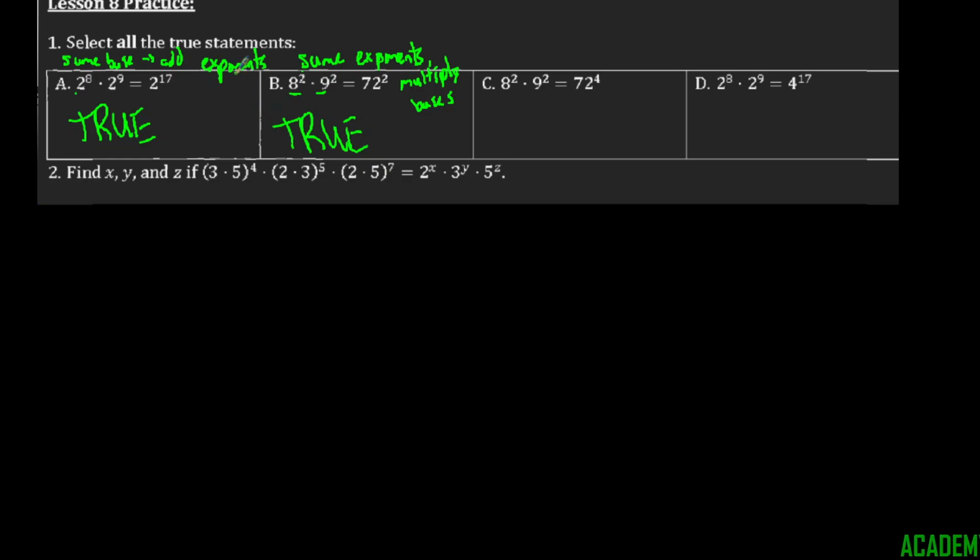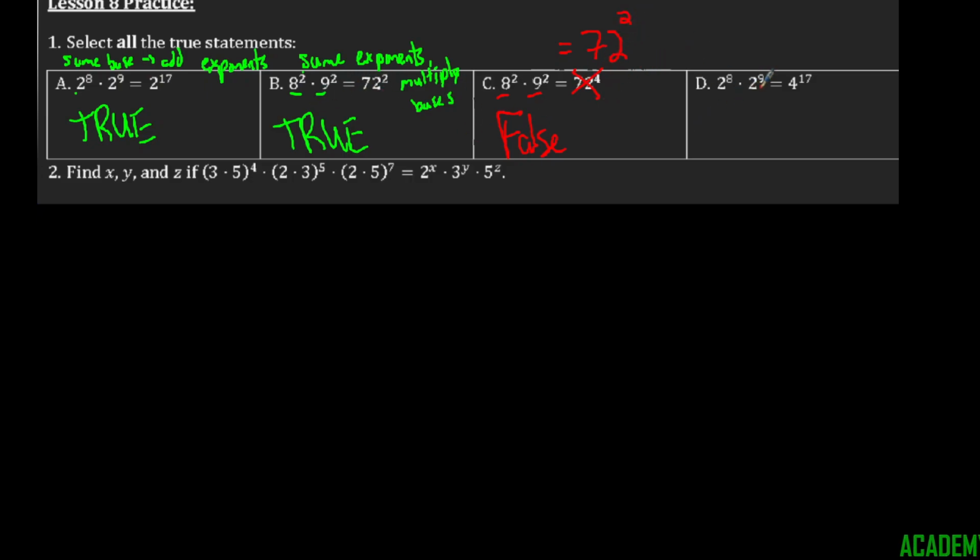However, for part C, if we look at that one, they have different bases with the same exponent, so they should have multiplied the bases together. So we're going to say this one is false. We're going to say this is wrong, and it should be we keep the same exponents, but we multiply the bases. So we're going to say this is going to be equal to 72 to the second power, similar to what we had in part B.